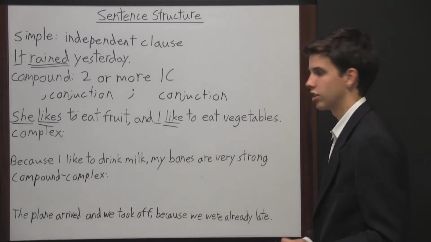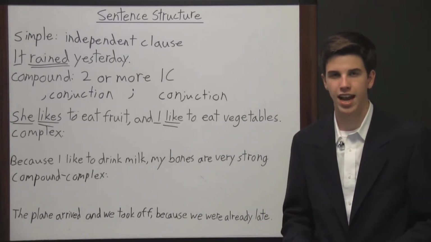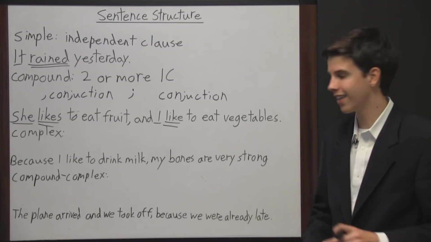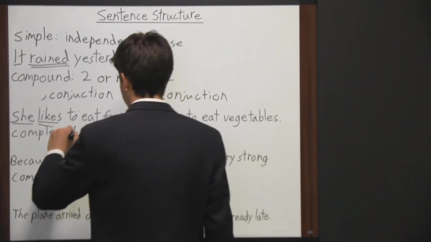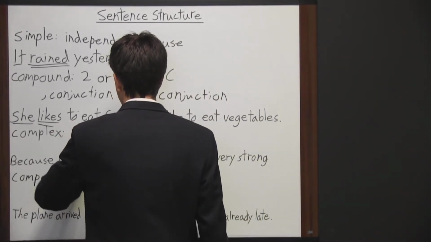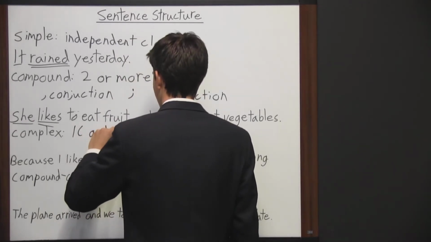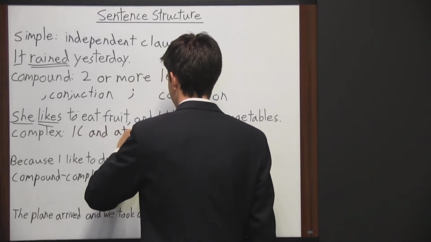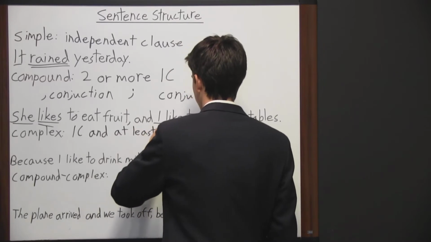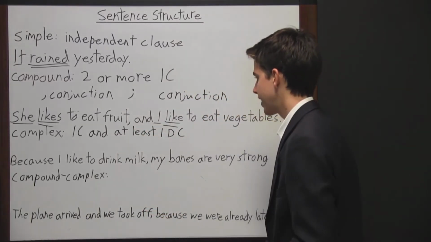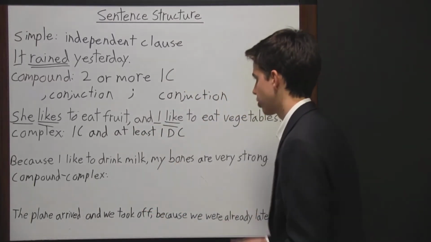Now the third sentence structure is a complex sentence. It has 1 independent clause and at least 1 dependent clause. So I'm going to write here independent clause and at least 1 dependent clause. So an example of that is because I like to drink milk, my bones are very strong.